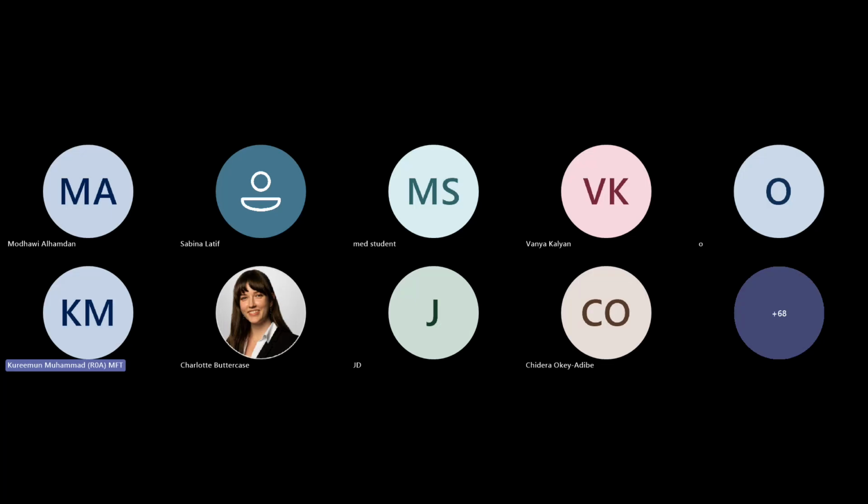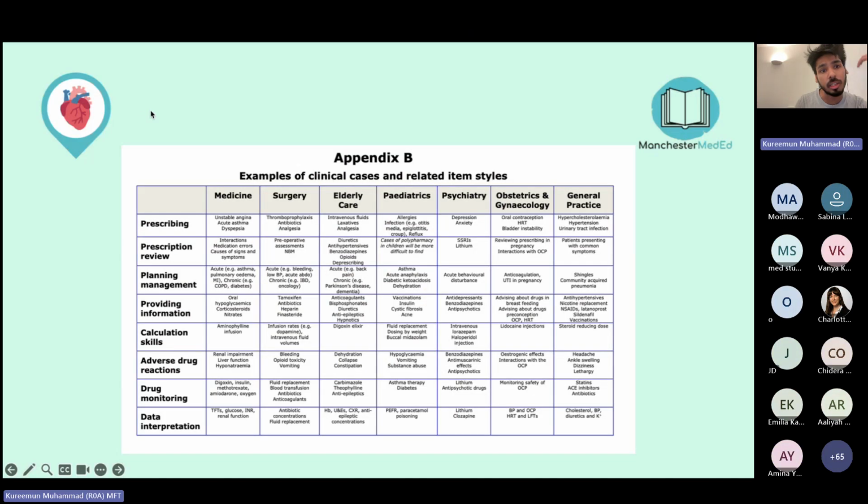Specialties that you can see here: medicine, surgery, elderly care, pediatrics, psych, obs and gynae, and GP. Today I'm doing the medicine section, and next week it will be the elderly care. In addition, we'll also have dedicated sessions on calculation skills and also emergency drug prescribing.